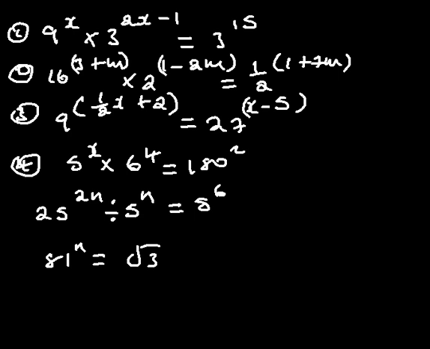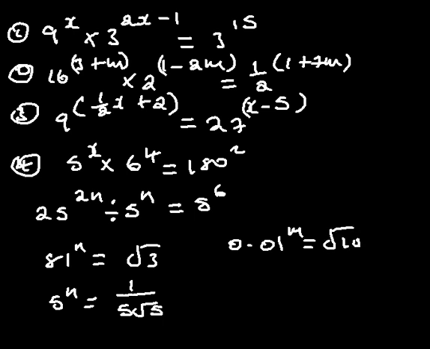Let's say we have 5 to the power n, which is equal to 1 over 5 square root of 5. So how should you solve that? And also try to solve for 0.01 to the power m, which is equal to the square root of 10. So how do you think you can solve that?